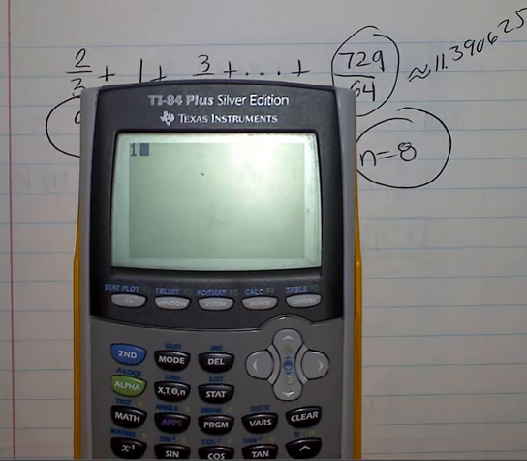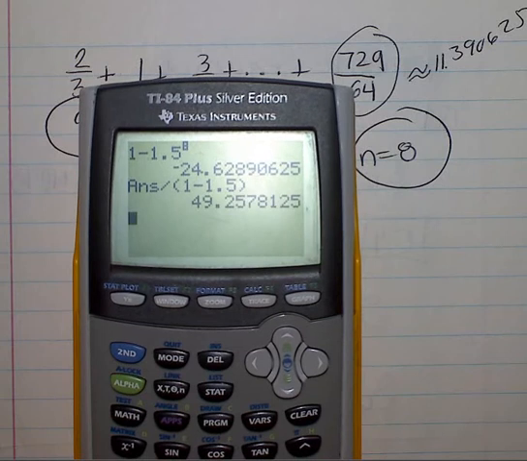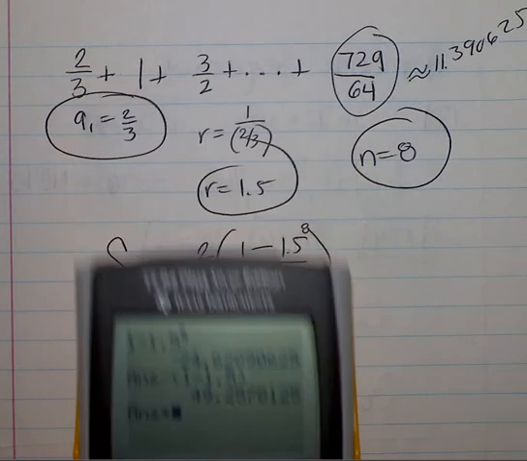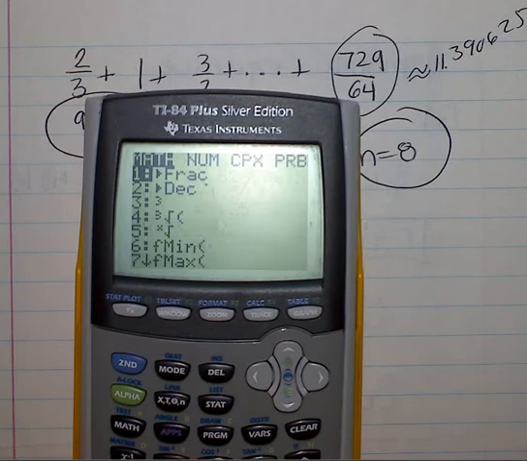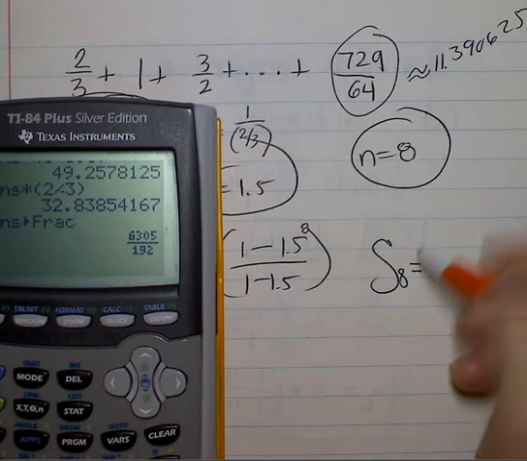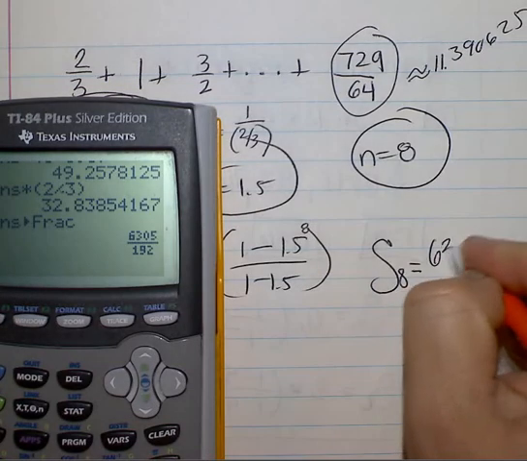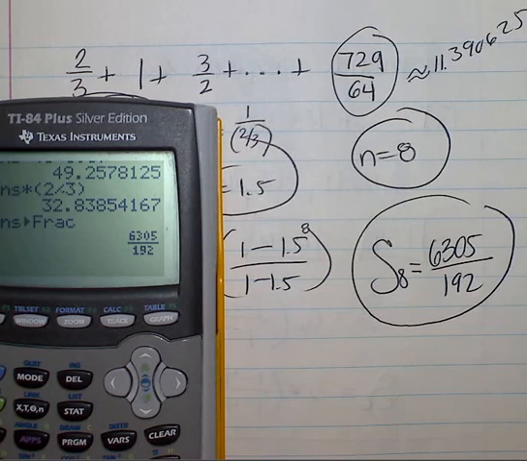1 subtract 1.5 raised to the 8th. That's the numerator. Divided by 1 subtract 1.5. And now take that times the number out front, which in parentheses is 2/3. And I'm going to see if I can turn that back into a fraction, which I can. So the first 8 terms in this sequence add up to 6,305 divided by 192. 1 to 5 right now, your level of understanding with that particular problem, 1 to 5.